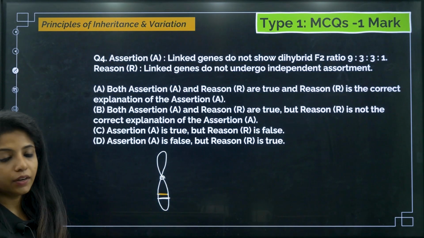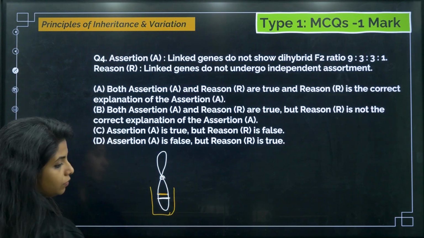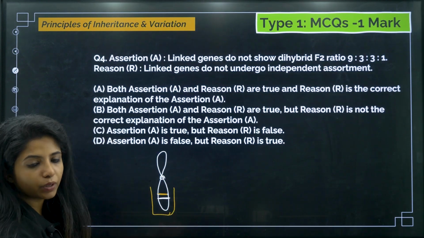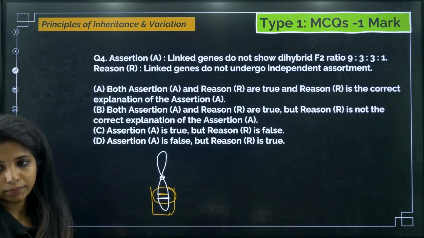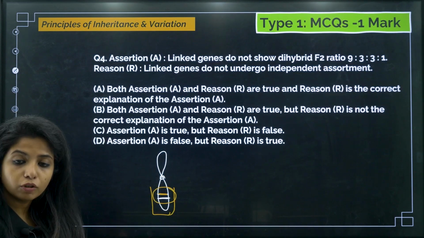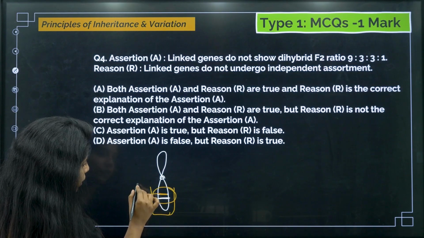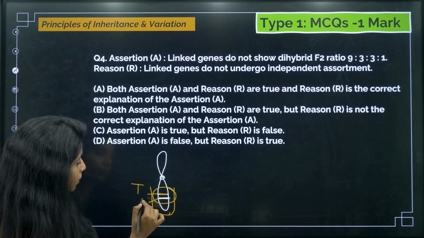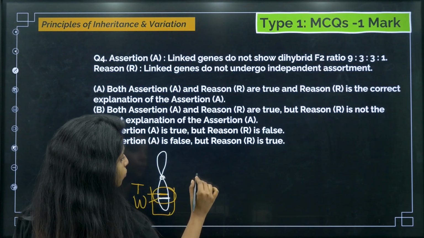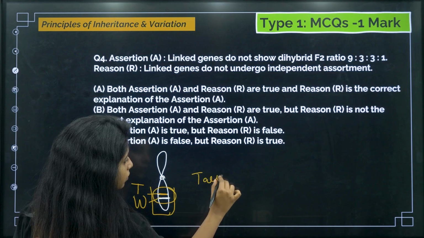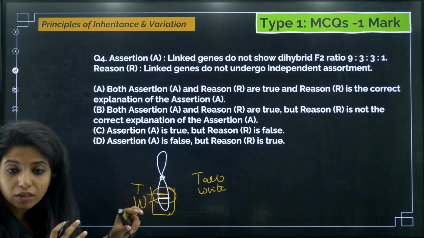There are 2 genes. Whenever I am transferring this to another organism, the offspring, when a copy is being made, this will always remain like this only, because they are very close to each other. Suppose this is for height, that is tall, and this is for color, that is white. Always the person who gets this will be tall and white, because the genes are very closely linked.